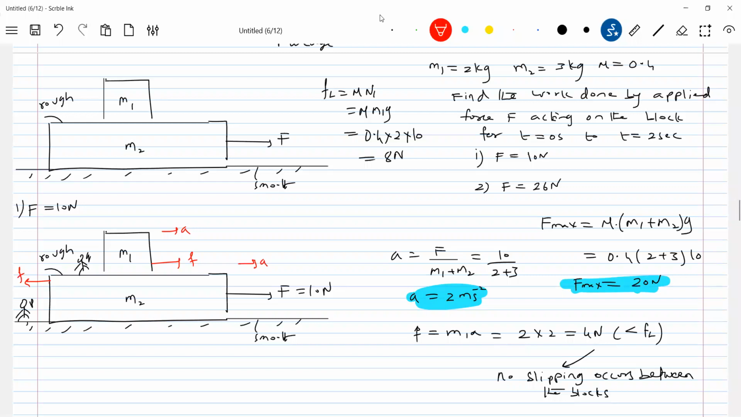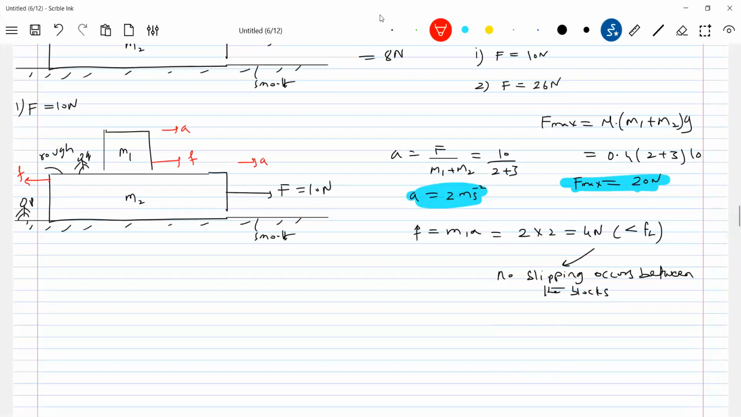So I'll enter into the problem. What is the displacement of the blocks? Displacement of the block is equal to a t square by 2. Acceleration is how much? 2. Time is asking how much time? 2 seconds. Will both the blocks have the same displacement? Yes, it is.